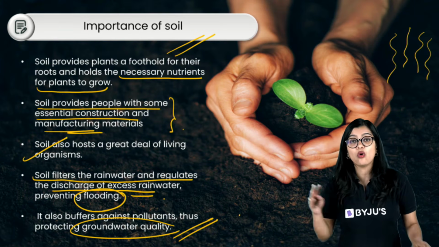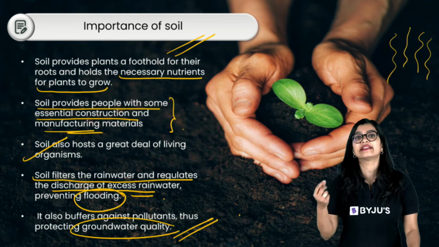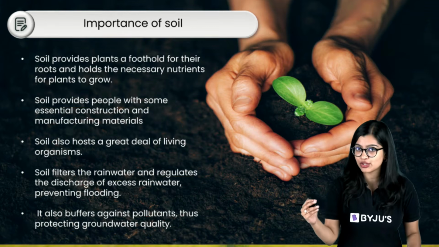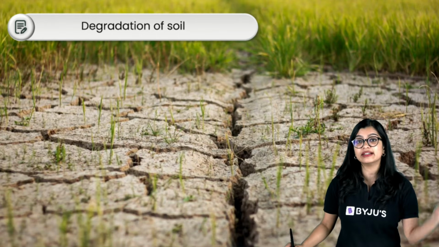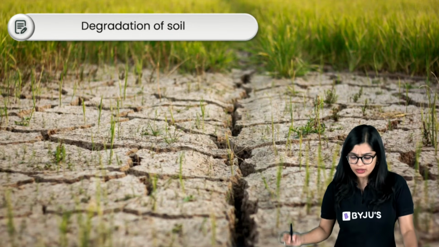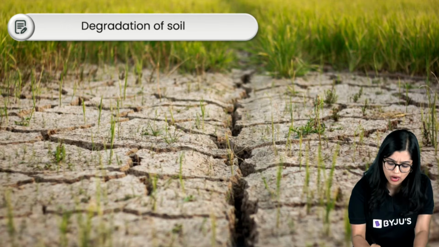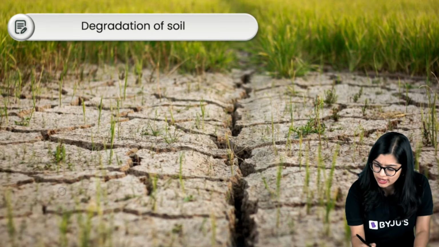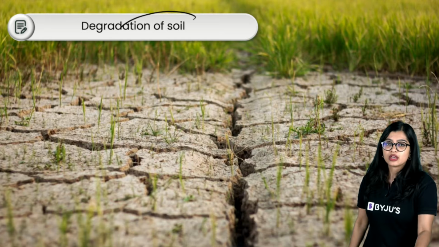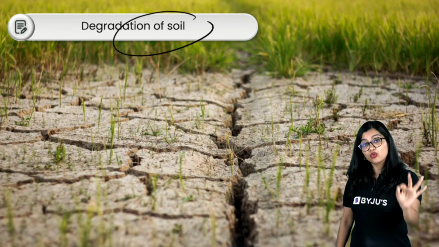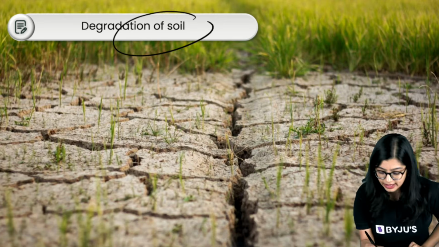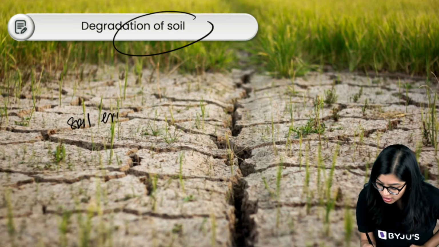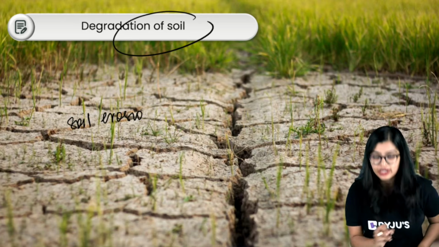Yes? Now, over a period of time, we see that we've not been taking care of the soil or not using it wisely, which has ultimately resulted in the degradation of soil. So how exactly has soil gotten degraded over a period of time? So now if I ask you, what could contribute towards soil degradation? The first thing you will tell me is, ma'am, I think it should be soil erosion, right?